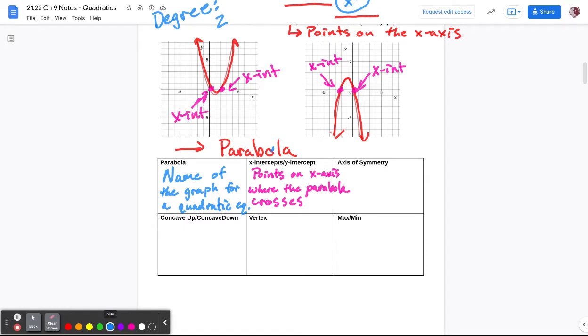Our axis of symmetry, it's a vertical line that passes through the vertex. We'll talk about what the vertex is here in just a minute. But it's a vertical line that passes through the vertex. It splits the parabola in half.